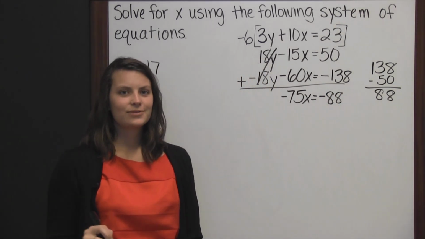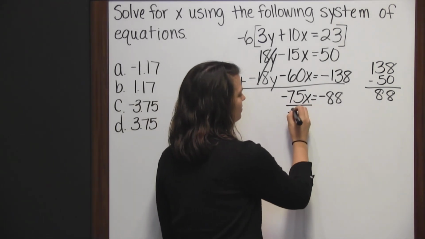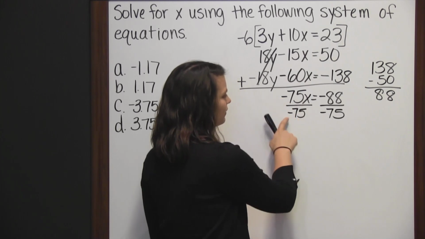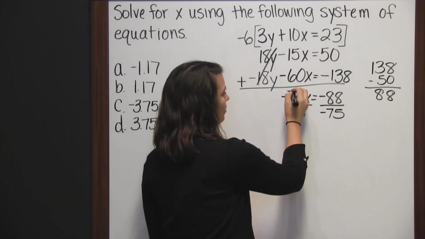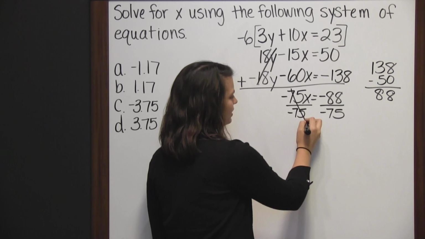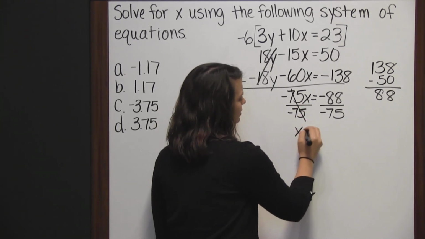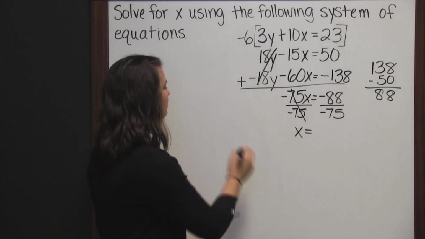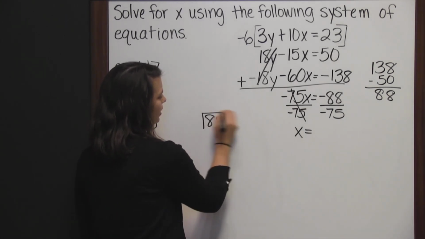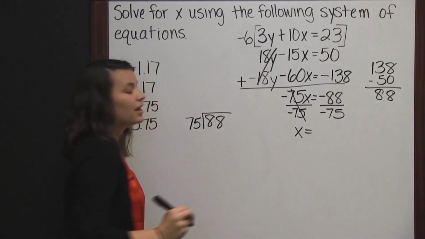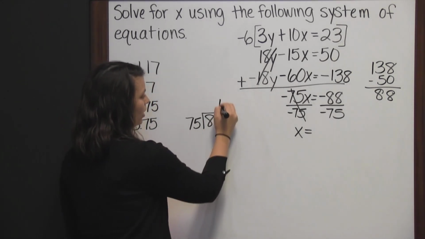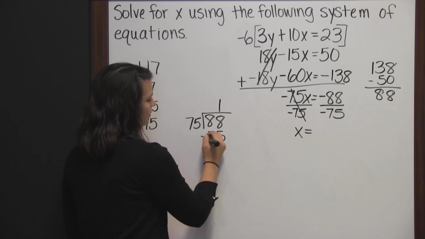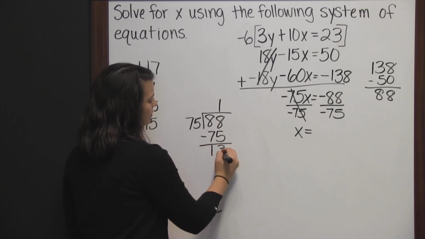Finally, to solve for x, we need to divide both sides by -75. A negative divided by a negative is a positive, and 75 divided by 75 is 1, times x is x. And again, a negative divided by a negative will give me a positive. And we can divide those off to the side. 75 goes into 88 one time. 75 times 1 is 75. We subtract and we get 13.